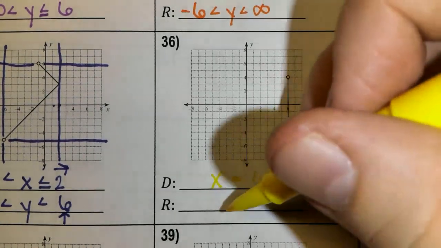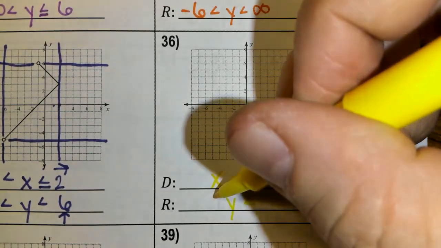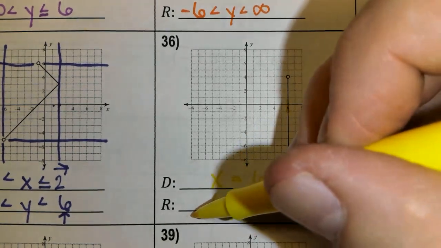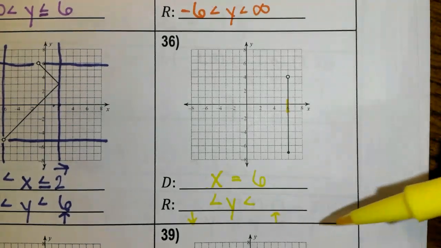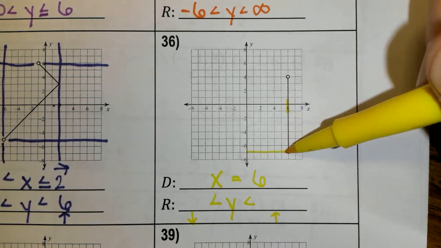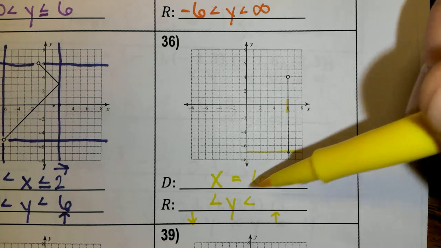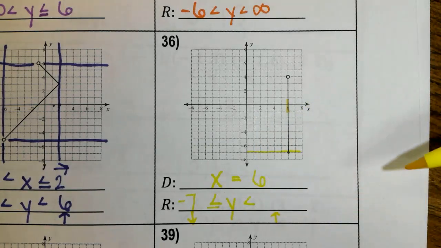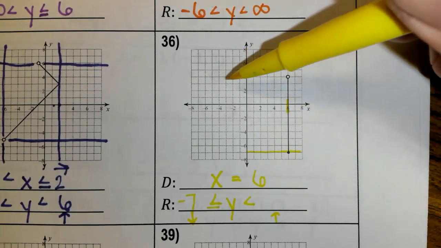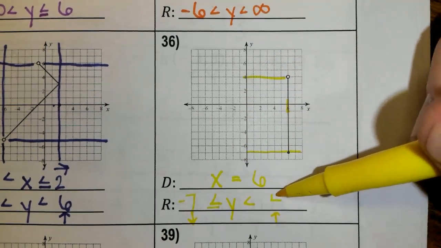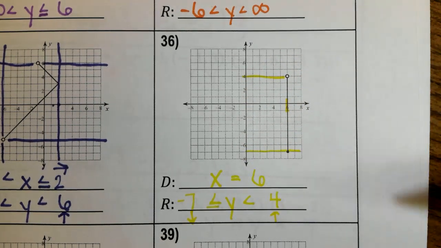Okay, now for my range, I have y less than, less than. Now again, I go bottom to top. So the bottom of my graph is way down here, and that is -7, and that is a closed circle, so I have to underline. And the top of my graph is all the way up here, which is +4, and that's an open circle, so I do not underline. And that's it.